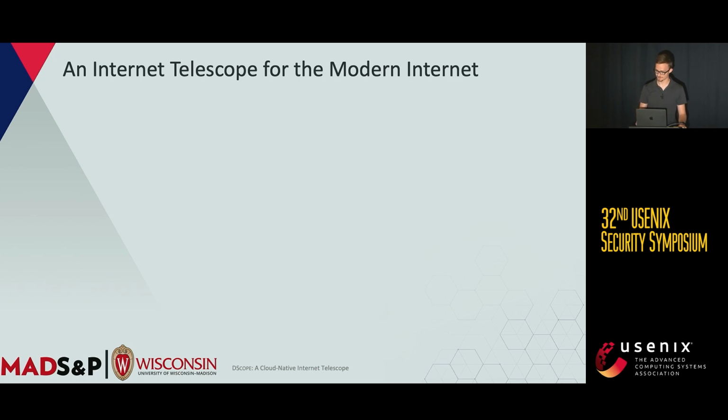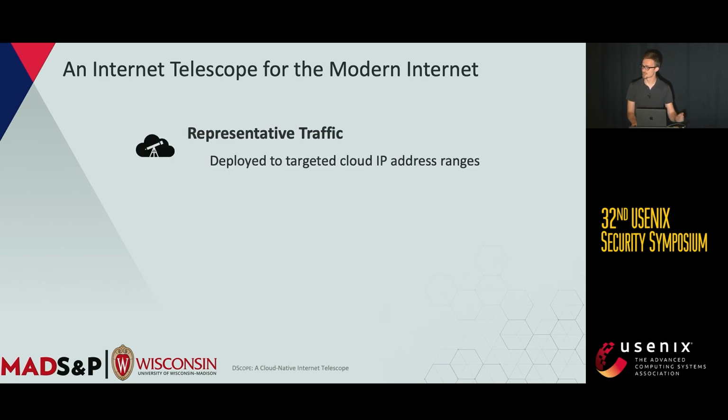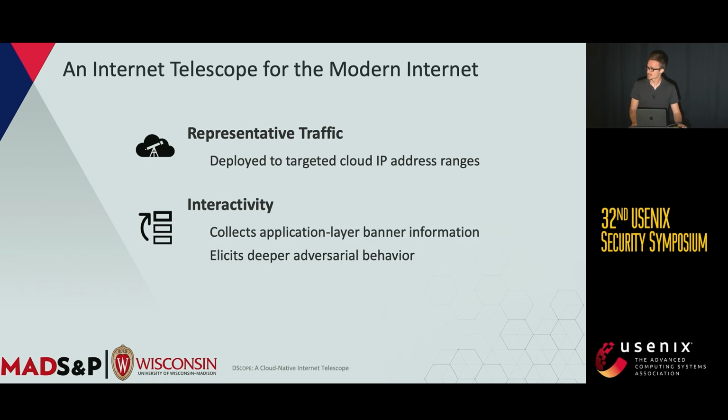achieving three goals. Our first goal is to receive representative traffic that would be sent to real vulnerable services. And we do this by being deployed in situ on the same IP addresses that adversaries are targeting. We do this by deploying to public clouds. The second is that we want interactivity with clients and adversaries, both to collect application layer banner information and to elicit deeper adversarial response to the telescope.